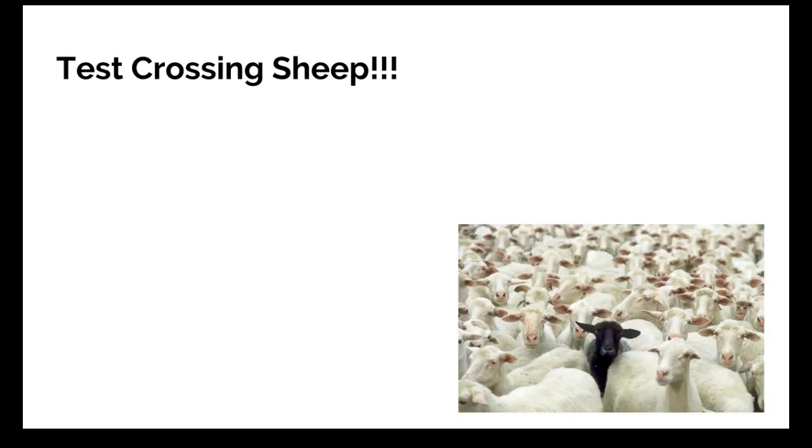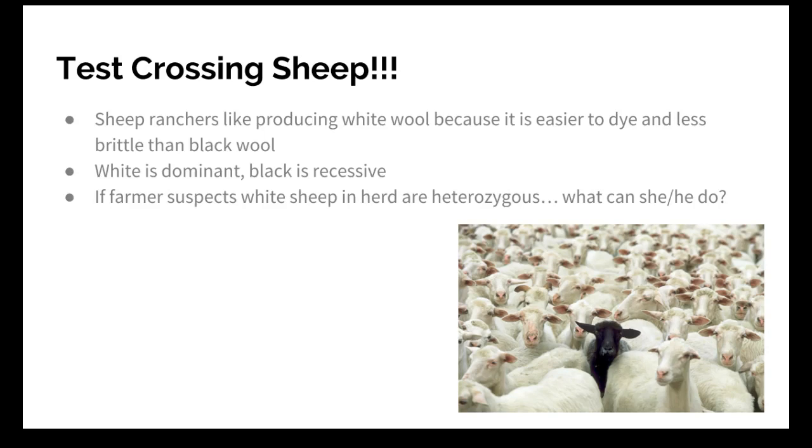Maybe we're just landing on the dominant one every time we're flipping the coin, so we can't say 100% sure for that one. So now let's do an actual example. Let's look at sheep. Sheep can either be black or white wool. Sometimes sheep ranchers prefer the white wool over the dark wool because it's a little bit easier to dye and easier to sell because it has a nicer texture. It's not as brittle.